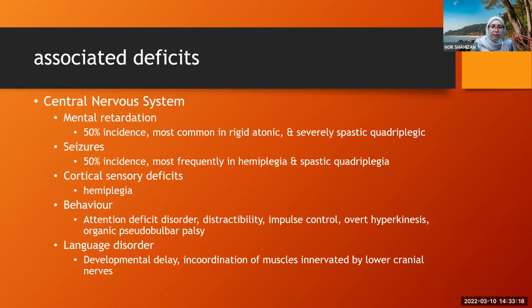Okay, they also will have some issue with emotion. Most of them also will have language disorder, which has a delay in speech, as well as in coordination of muscles innervated by the lower cranial nerves, especially the tongue.